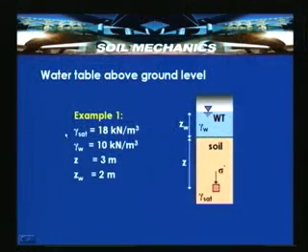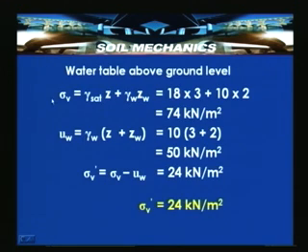Let us consider this example, water table above ground level. In this example, gamma sat is taken as 18 kilonewton per meter cube, gamma W is taken as 10 kilonewton per meter cube, and at depth Z equal to 3 meters, ZW is equal to 2 meters. This is the cross section of the profile. Now, sigma V is equal to 74 kilonewton per meter square, and the pore water pressure at depth 3 meters below the ground level, along with 2 meters height of water above the ground level, is around 50 kilonewton per meter square. So, the effective stress is around 24 kilonewton per meter square.